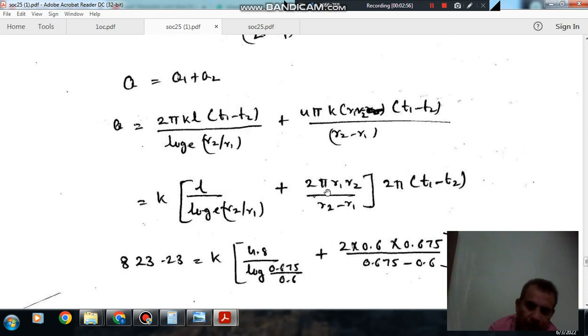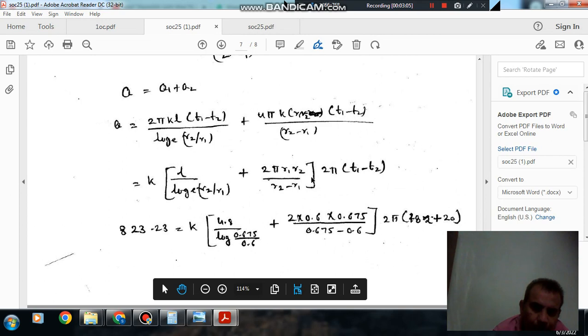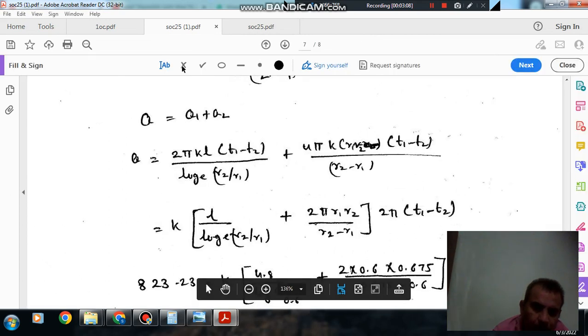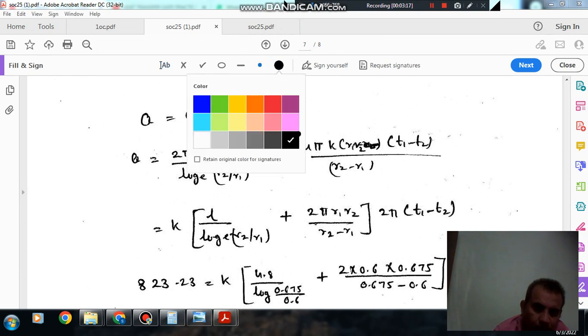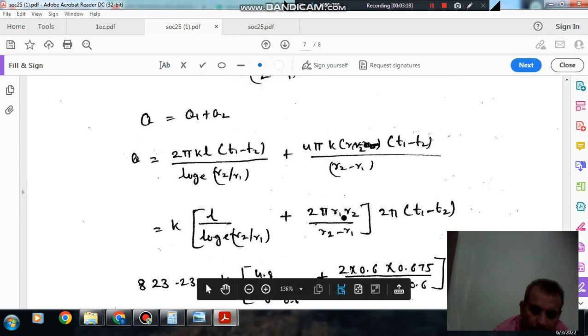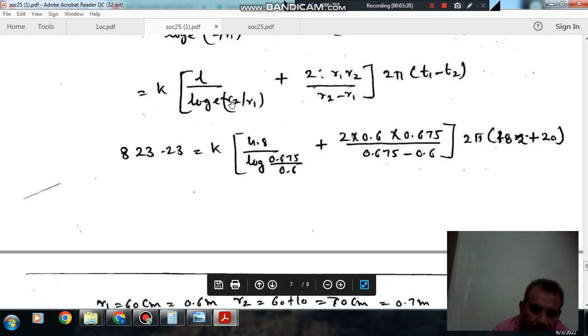We have taken 2 pi common, so here it will be only 2. From this, this pi is not there. And from this we have this, and now we can put the values.